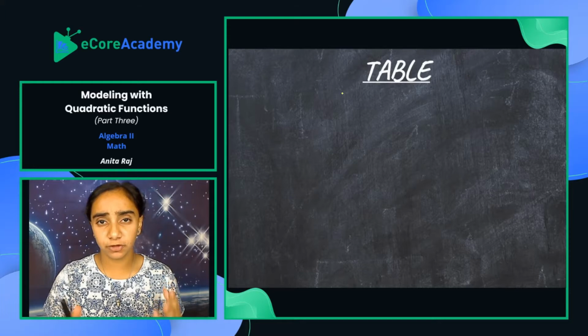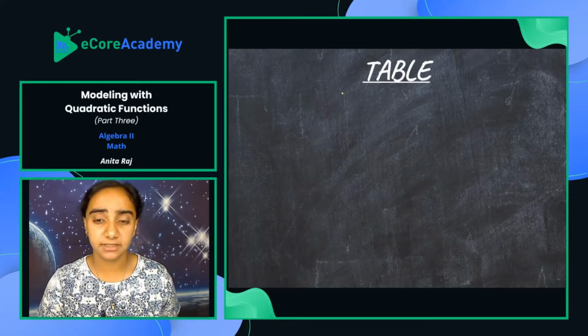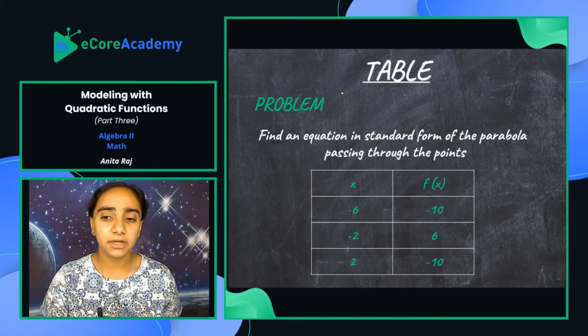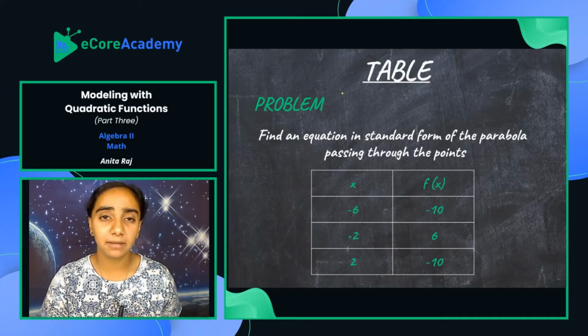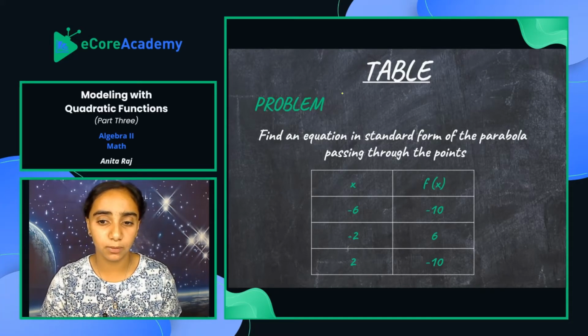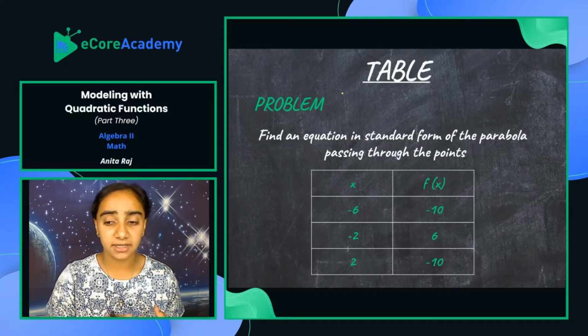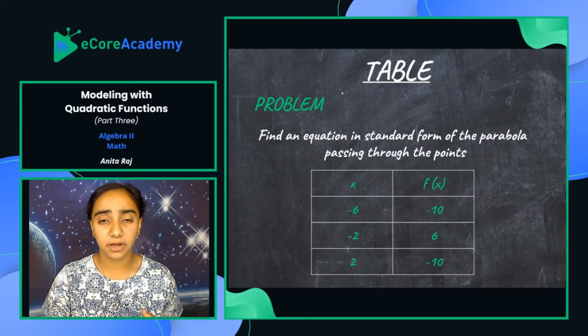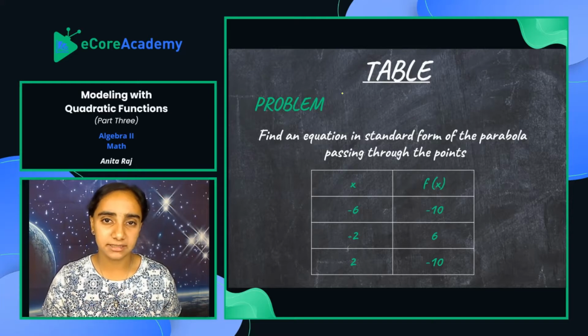So this is going to be our first problem. Like I told you, it's going to involve a table, an XY table. So here's the problem. Find an equation in standard form of the parabola passing through the given points. And as you can see, it's x and f of x. Remember, f of x is just your y. It's just a different way of writing y. So it's just an XY table. F of x just substitutes y.